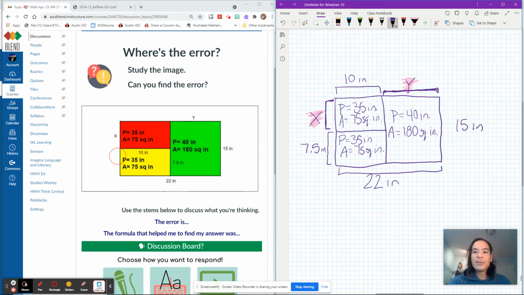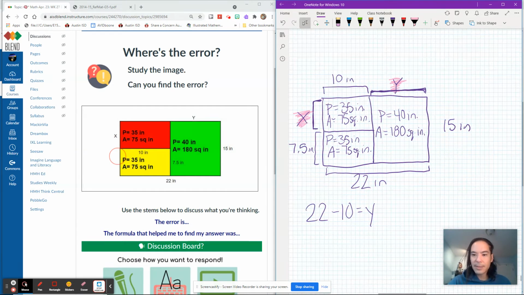The reason I'm saying it's a little bit easier is because we have two problems right now that we can make. It's basically kind of like looking at a strip diagram, right? 22 minus 10 equals y. All right, and then we could also do 15 minus 7.5 equals x.